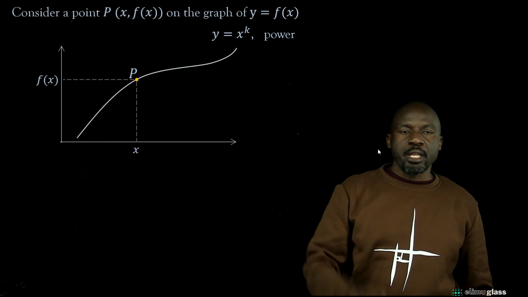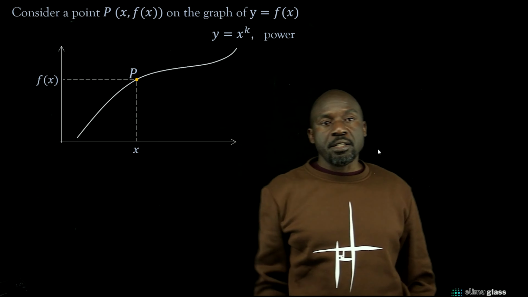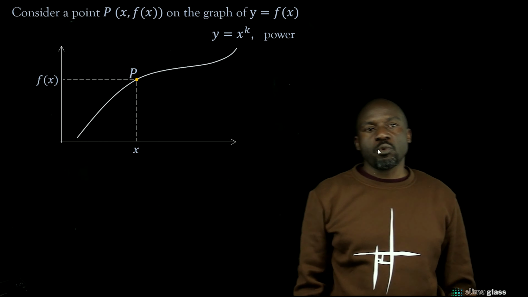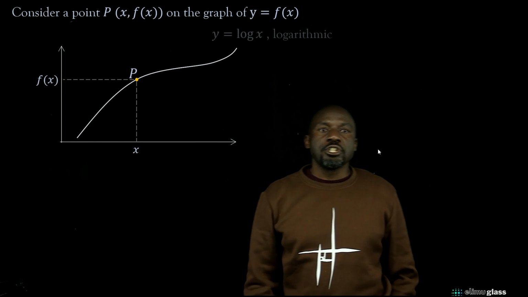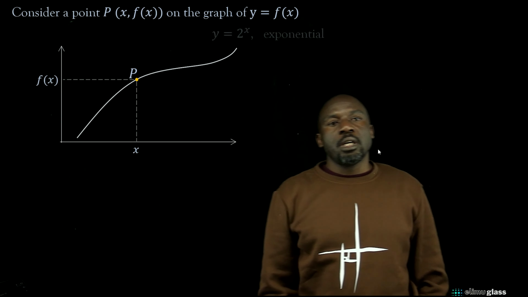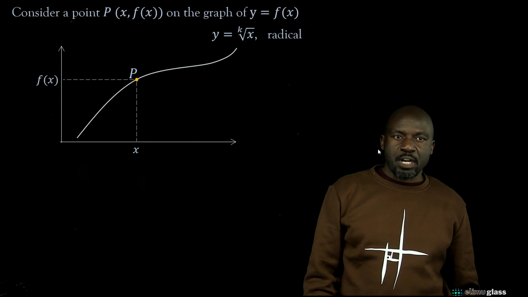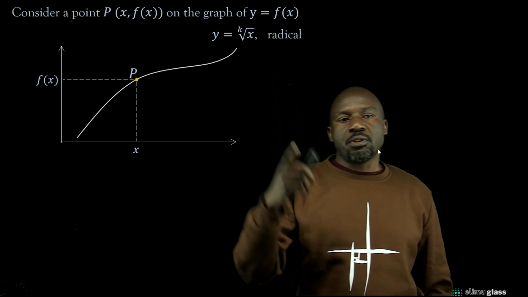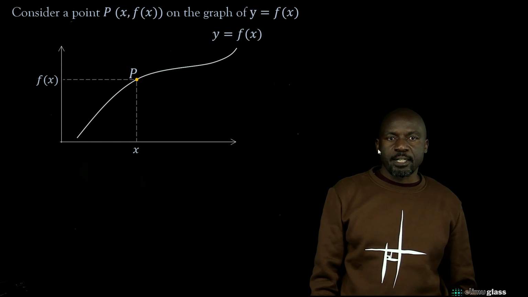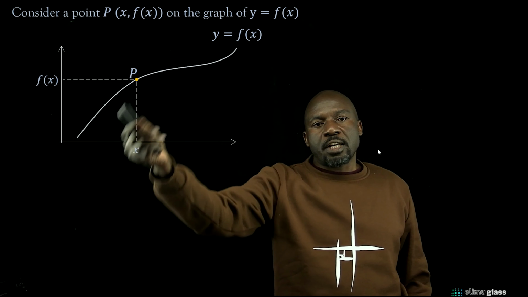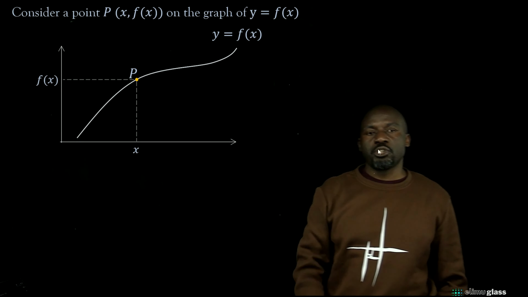It could be a power function, could be a polynomial where k is an integer, or a power function where k is a decimal number. It could be a trigonometric function, a logarithmic function, an exponential function, or even a radical function. This is called the radical sign, so the square root, the cube root, and so on. It could be any of those functions, it doesn't really matter. Then a point on such a line having coordinates x and f of x is what we are showing here.